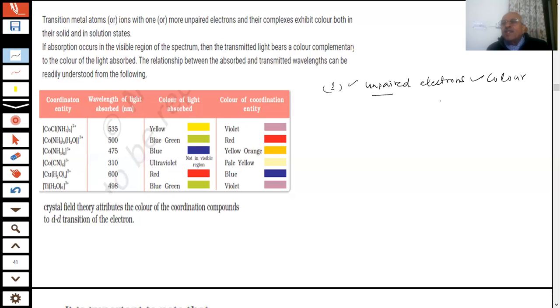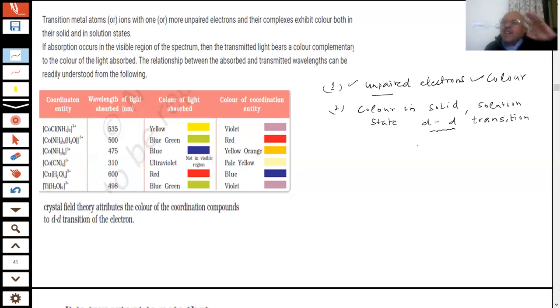So our things become more clear. If there are unpaired electrons in the metal ion, they will show color. If everything is completely filled or paired, there is no color. So transition metal ions or atoms show color in solid as well as solution states due to d-d transition. In the exam, this is the important word. You have to mention d-d transition.